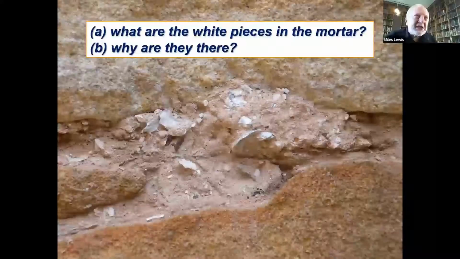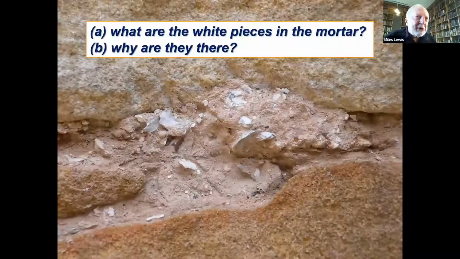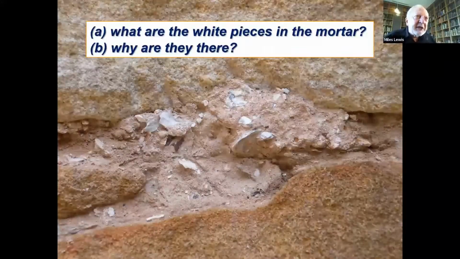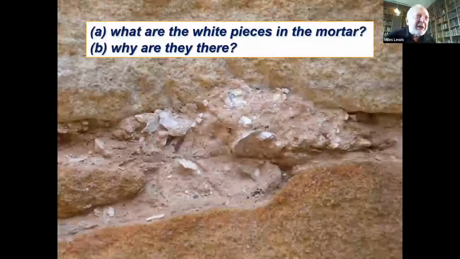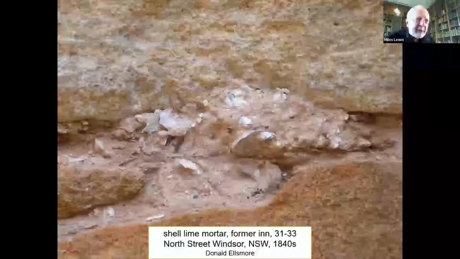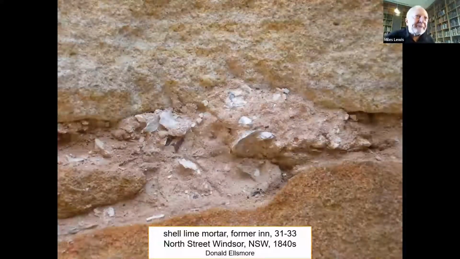Now, they're shells. This is shell lime, very commonly used in Australia, because there were huge middens of shells left by the Aborigines from feasting on shellfish. So in the early settlements, a lot of this material was used. So that's what it is. It's from a building in Windsor, New South Wales of the 1840s.